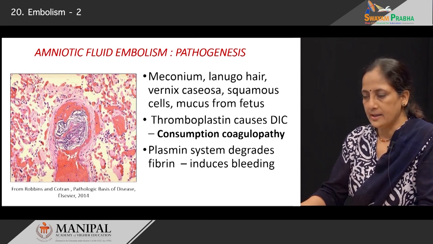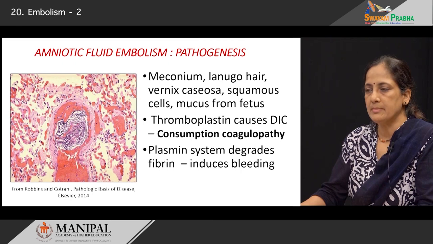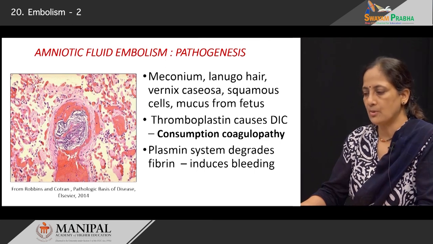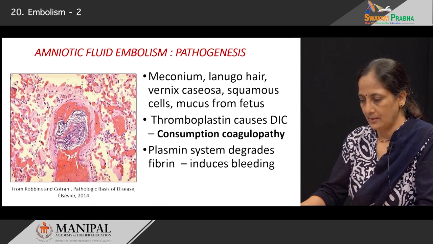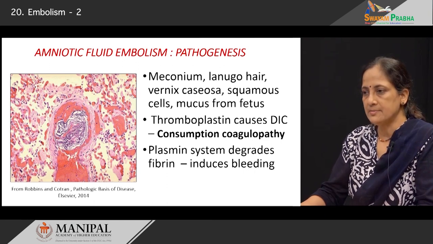Fetal tissues like lanugo hair, vernix caseosa, squamous cells, meconium, and mucus enter the maternal vasculature and are carried to the maternal pulmonary circulation. This material is rich in thromboplastin, which promotes coagulation in the maternal vasculature, precipitating disseminated intravascular coagulation in all the microcirculation. This is also known as consumption coagulopathy, as all the coagulation factors and platelets in the maternal circulation are utilized for these thrombi, resulting in a deficiency elsewhere. The plasmin system gets activated. It induces breakage of these thrombi formed in circulation and in turn precipitates bleeding in all the tissues.